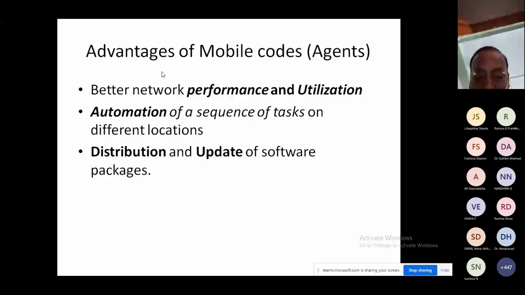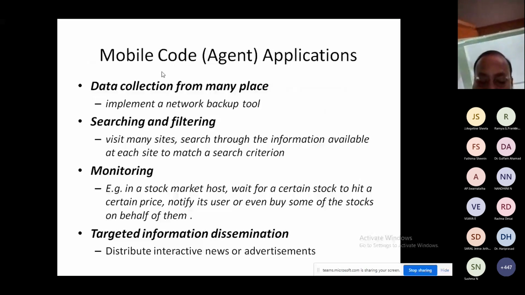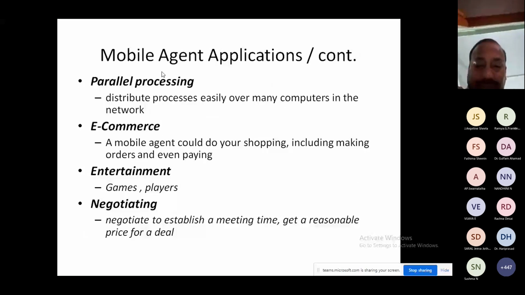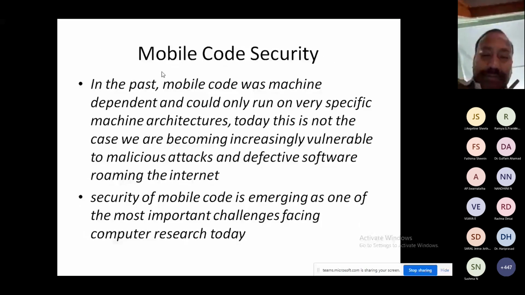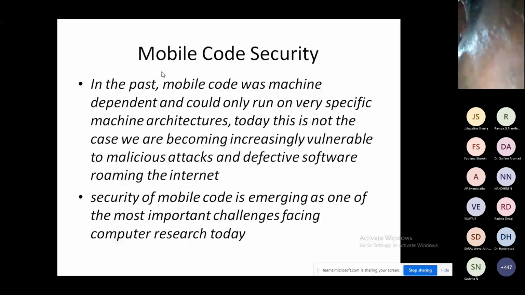So the various mobile code agent applications are like data collection from many places. Other applications are these: searching and filtering, monitoring, target information dissemination, parallel processing, e-commerce, entertainment, negotiating. These are the various mobile agent applications. Then mobile code security. So in the past, mobile code was machine dependent and could only run on very specific machine architecture. So today this is not the case.